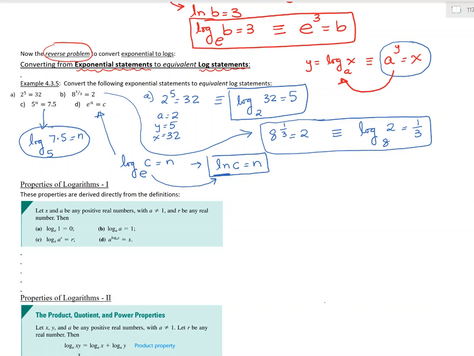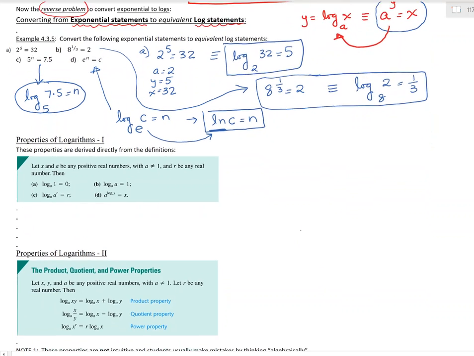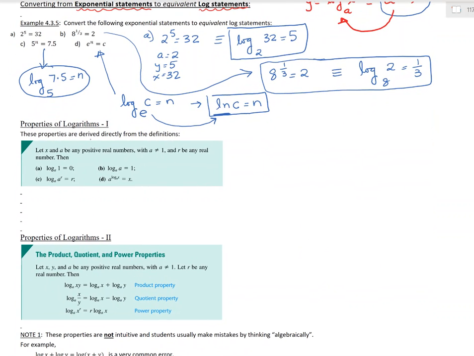Now let's move on to the properties of logs. The first set of properties are directly derived from the definition. They are not very important. One should understand them, but I can pick a few of them to explain the logic behind it. So let's look at the first one.